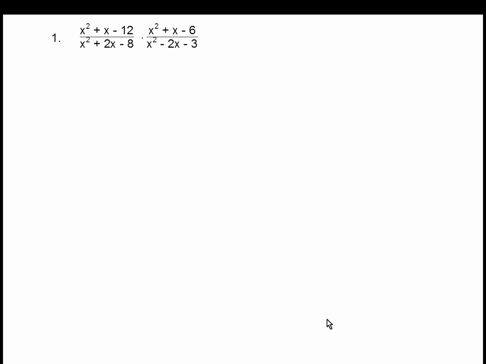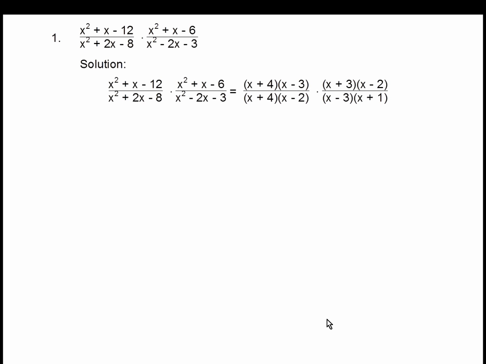I've got (x squared plus x minus 12) over (x squared plus 2x minus 8) times (x squared plus x minus 6) over (x squared minus 2x minus 3). Again, don't actually multiply. The idea is to factor everything in sight and then start canceling. So this is the factorization of each of those original rational expressions, an application of our factoring. We have (x plus 4)(x minus 3) over (x plus 4)(x minus 2), times (x plus 3)(x minus 2) over (x minus 3)(x plus 1).